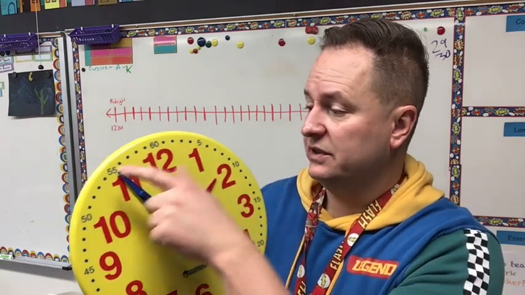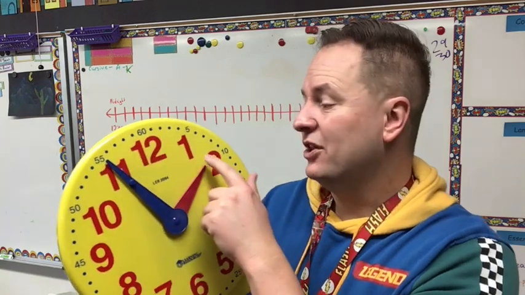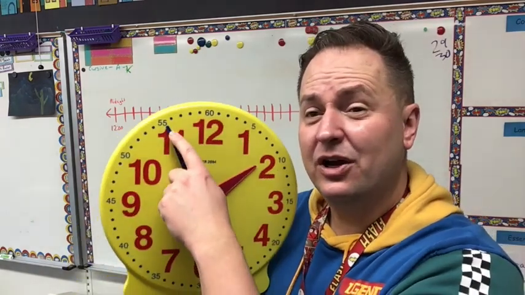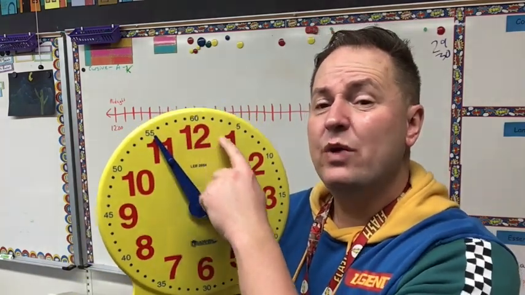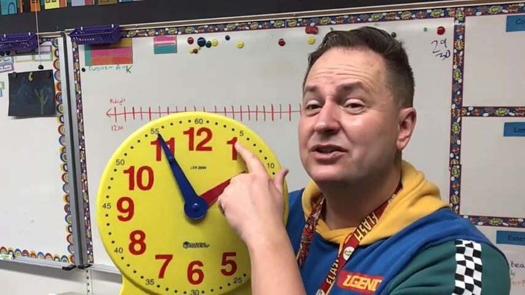When we're at 1:55, we're closer to 2 o'clock than we are to 1 o'clock. So if the minute hand is close to the top of the hour, we know that we're going to be close to the next time. So we're still in that previous hour. So we are at 1:55.